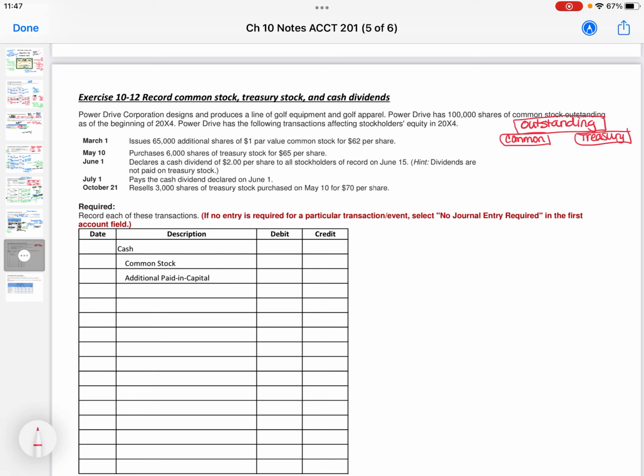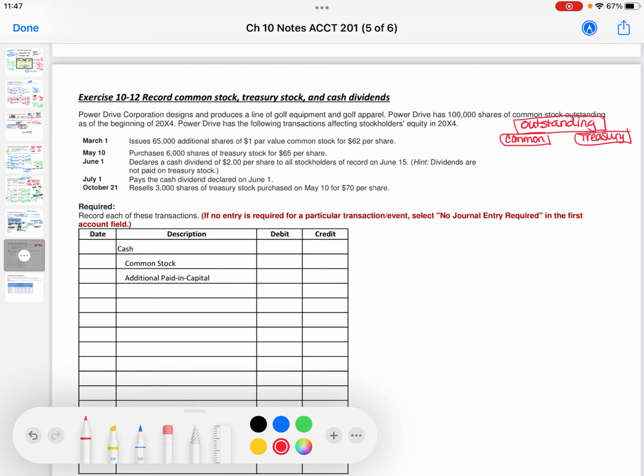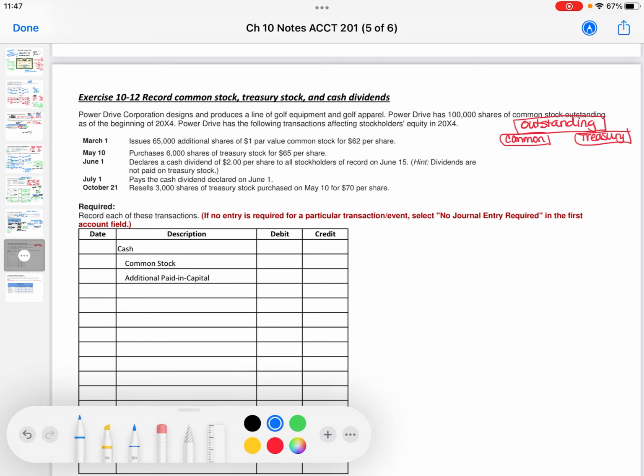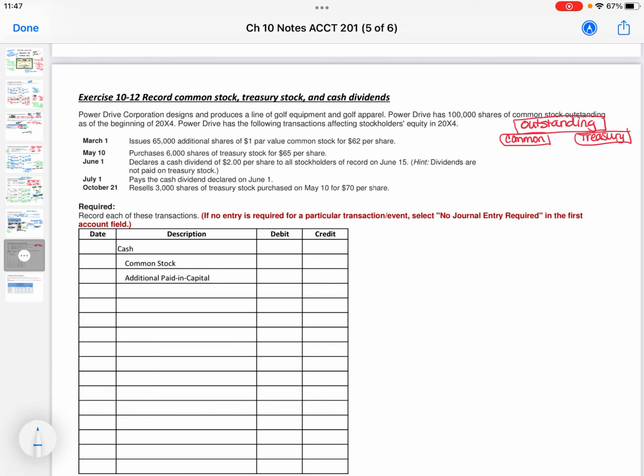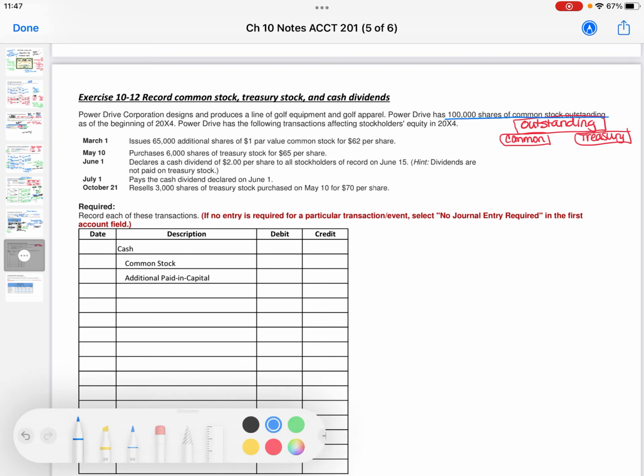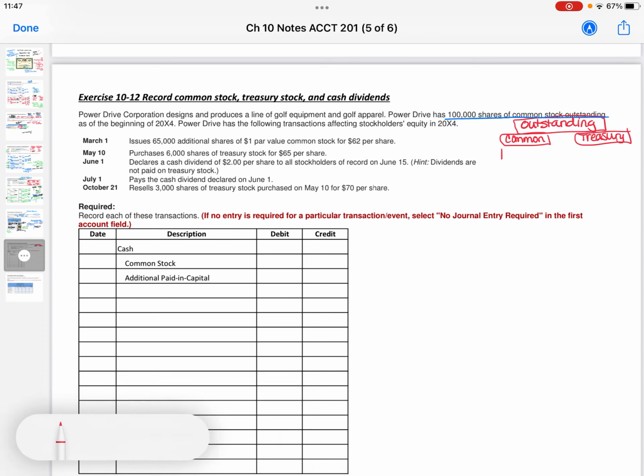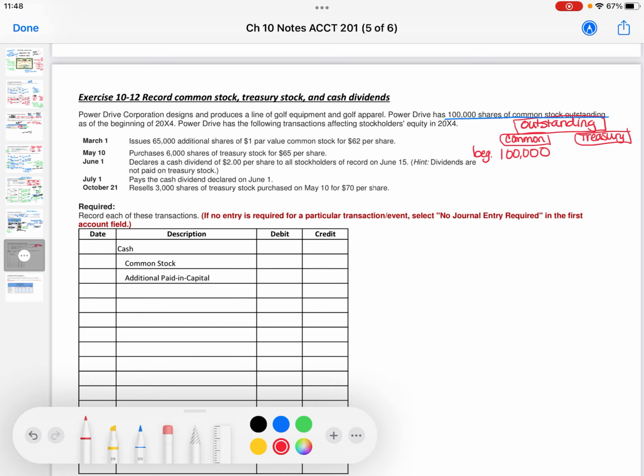Okay, so Power Drive, they do some golf apparel stuff. Let's see, what else do we know? They have 100,000 shares of common stock outstanding already as of the beginning. So I'm going to add that in right now, the beginning balance. I have 100,000 shares. Remember, these aren't dollars, these are shares. Okay, and here are the following transactions.